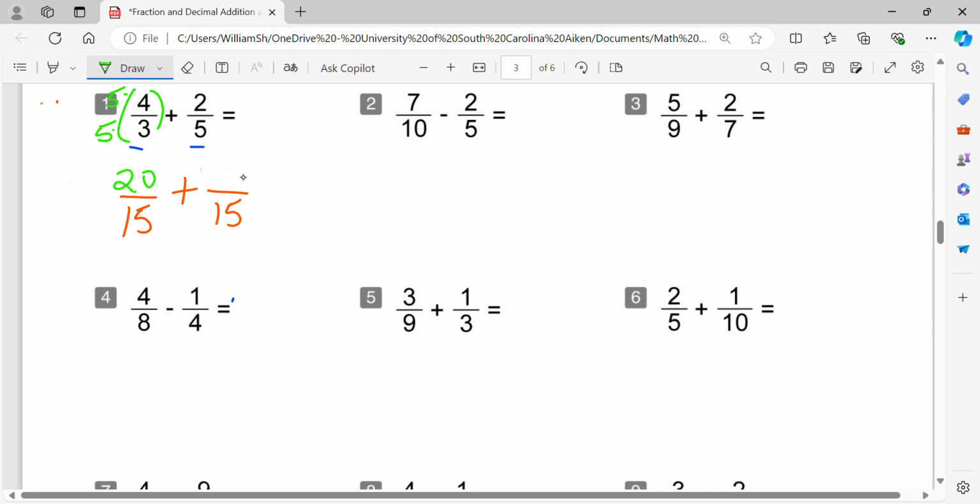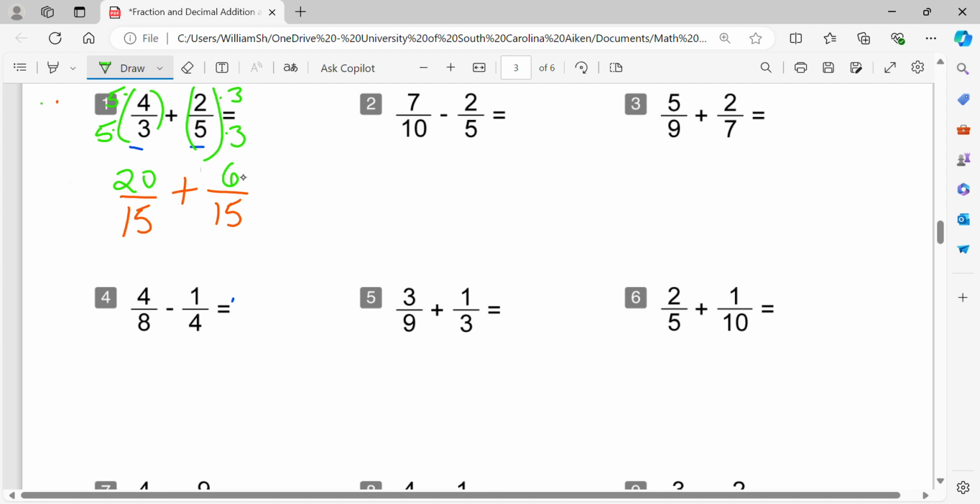Then I need to go over here to my other term, my 2/5, and figure out how I made that 5 into a 15. Well, I made that 5 into a 15 by multiplying by 3, which means I also need to multiply my numerator by 3. So 2 times 3 is 6.